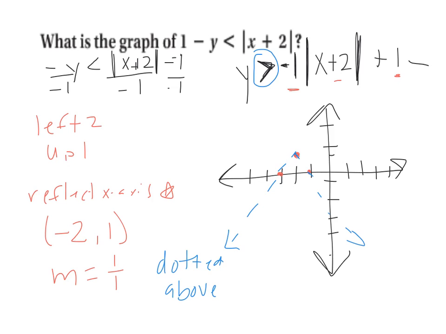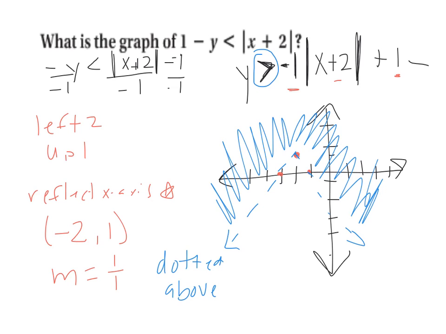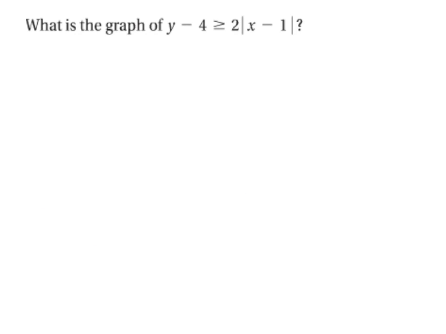And above this line is everything above here, because y is greater than, so it should be above your lines. So it's everything above. I want you to attempt this problem by yourself. If nothing else, rewrite the equation and state the transformation first.